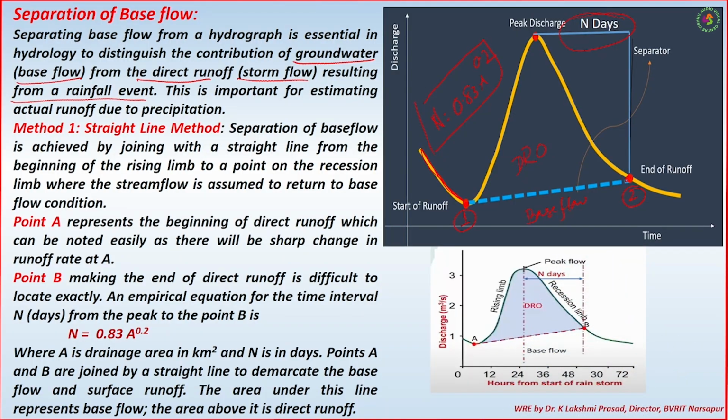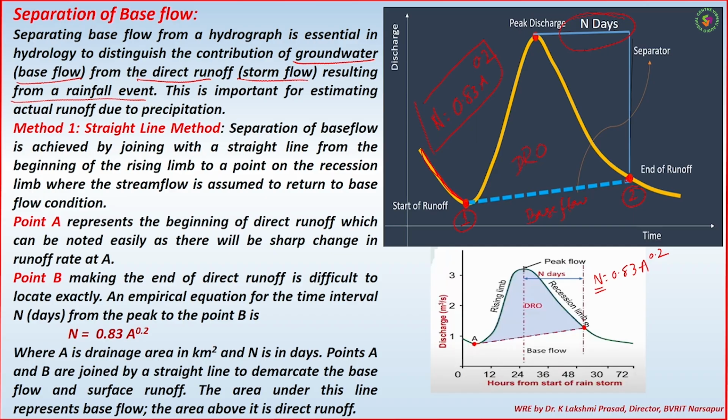This is simple. See the graph also here. This is the hydrograph, and this is the starting point A, and this is the end point, the end of runoff. How do we get the end of runoff? From the peak it is N days, and N is equal to how much again? 0.83 into A to the power of 0.2. This is in days.